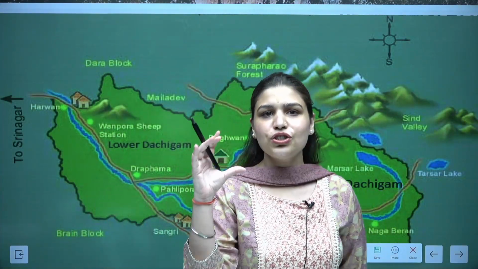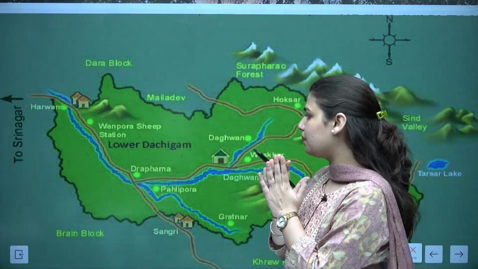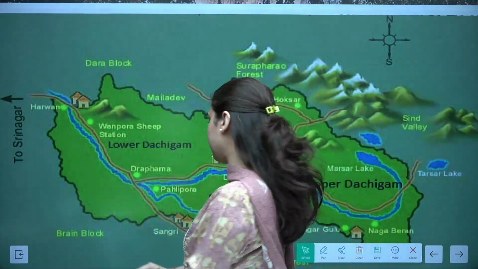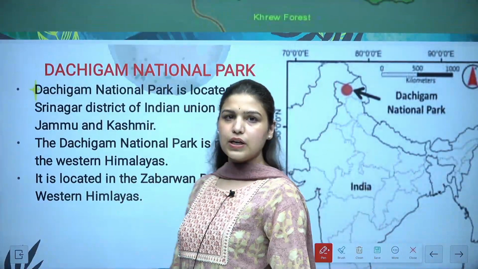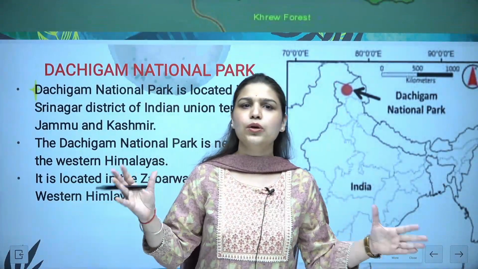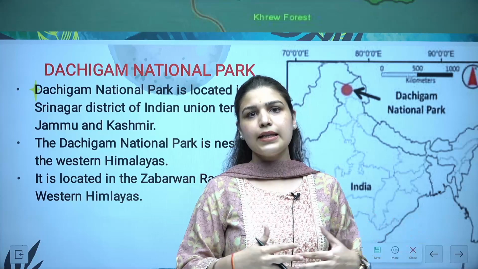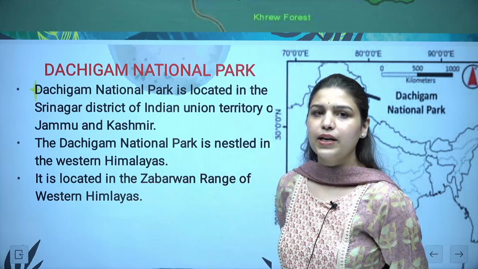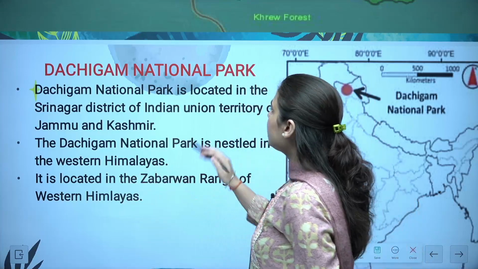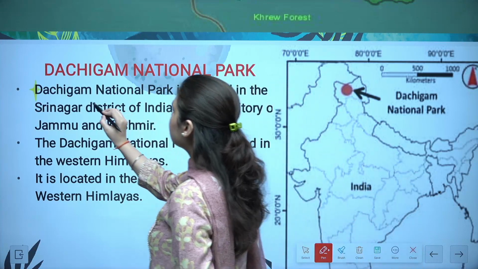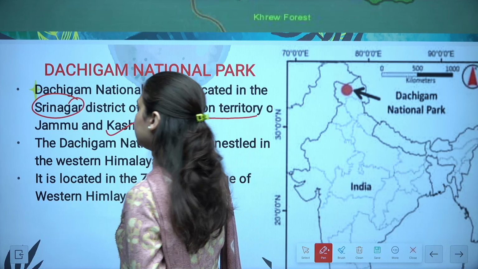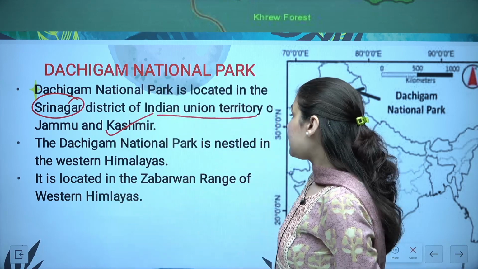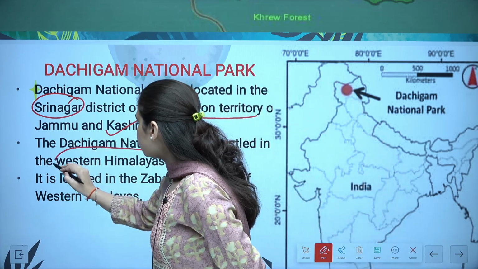So Dachigam National Park is a very beautiful national park located in our western Himalayas. We'll also be seeing it on the map. But let's see some geographical features of it, the rivers, the mountains, the location, and the flora and fauna which are very important for this park. So Dachigam National Park is located in Srinagar district of the Union Territory of Jammu and Kashmir, as I said, and it is nestled in the western Himalayas.